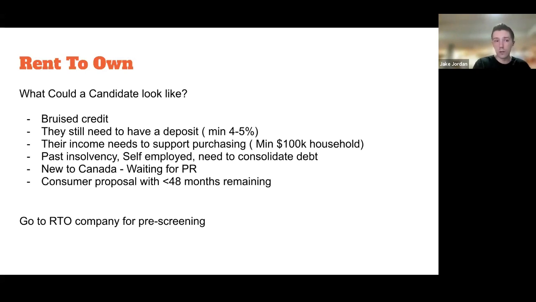Two other good uses for rent to own: if someone's new to Canada, if they're waiting for their permanent residency, that is someone who can rent to own. If they have a consumer proposal with 48 months or less remaining, that is also someone who can use rent to own. So again, those are people that would not conventionally qualify, but if they're adamant they want to buy, they have the 4 to 5% down, and they have the income to support purchasing, there are options for them.